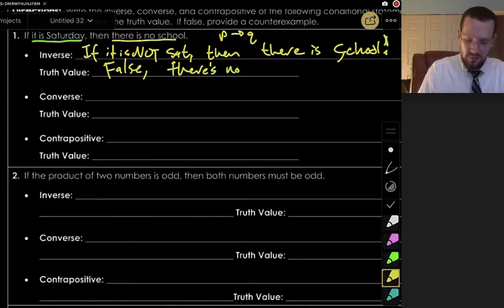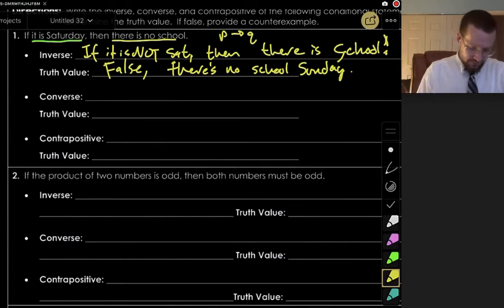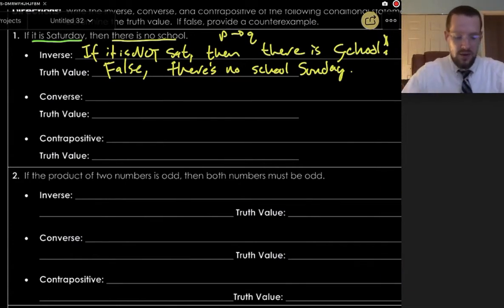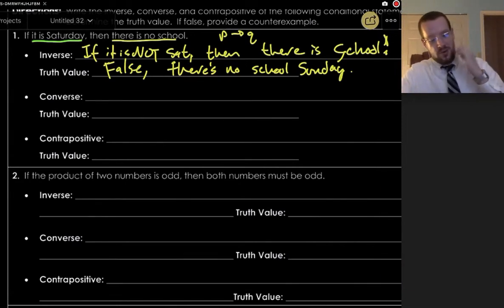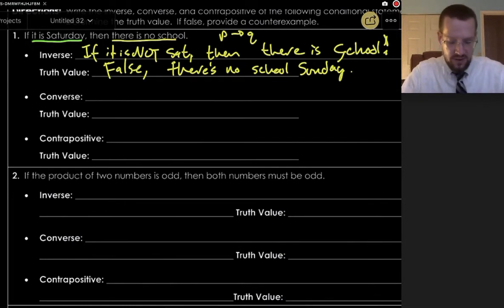There's no school on Sunday, unless you're going to Sunday school. But we don't teach that at Redland High School. So if you're going to high school, there's no high school classes on the weekends, right? So none on Saturday, and then we can switch that.